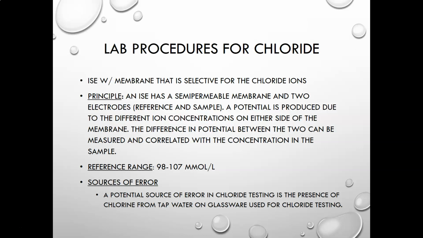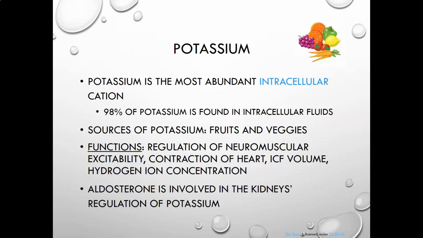The reference range is 98 to 107 millimoles per liter, or milliequivalents per liter if you use that. The sources of error, so a potential source of error is chloride from tap water or on glassware used for chloride testing. So that has to do with the quality of water and if your analyzer uses water and stuff.